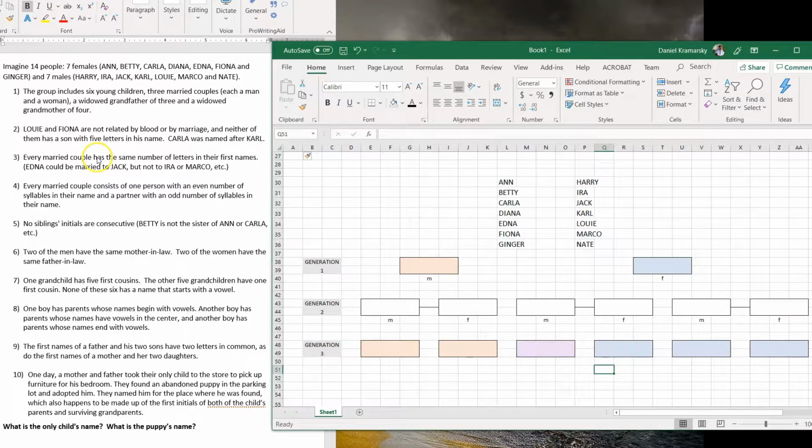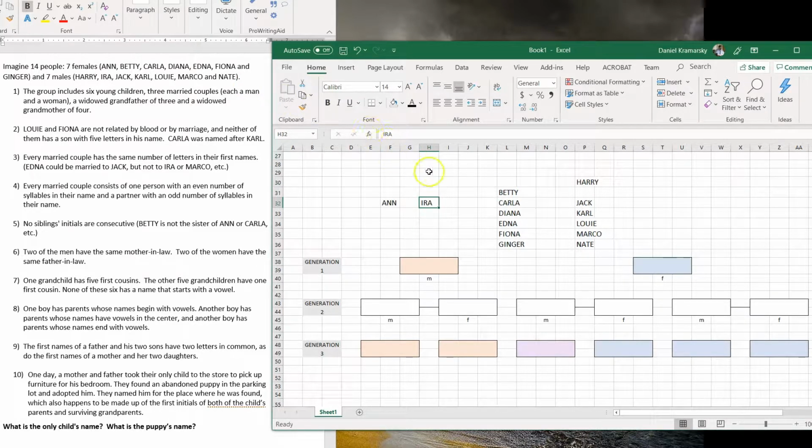Now, each married couple has the same number of letters in their first names. Each married couple consists of one person with an even number of syllables in their name and a partner with an odd number of syllables in their name. And one boy has parents whose names begin with vowels. Well, there are only 3 vowels in this group: Anne, Edna, and Ira. Only Anne and Ira have an odd number of syllables and an even number of syllables and the same number of letters. So that means Anne is married to Ira, and that's one of the couples in generation 2.